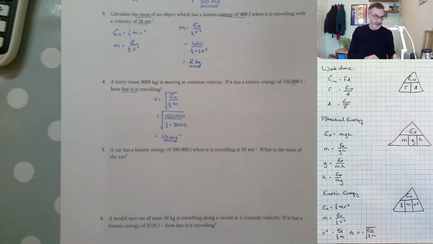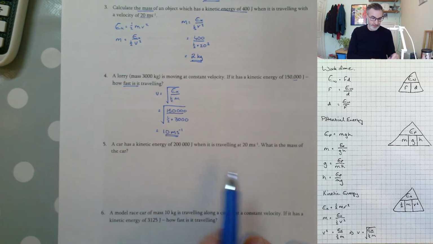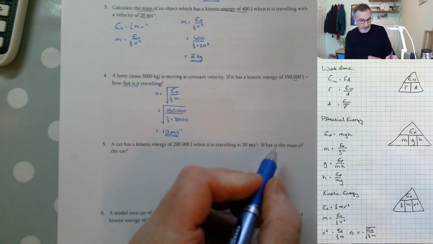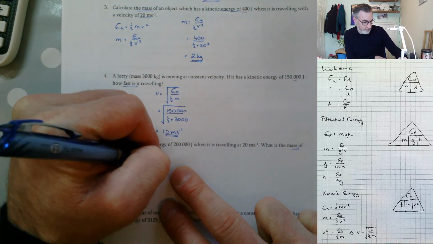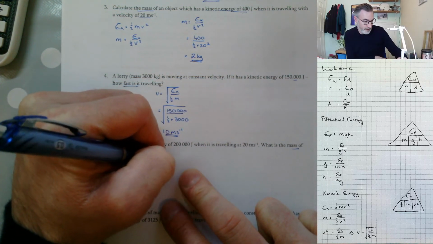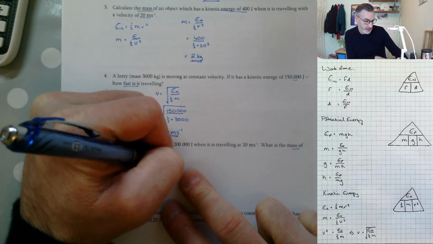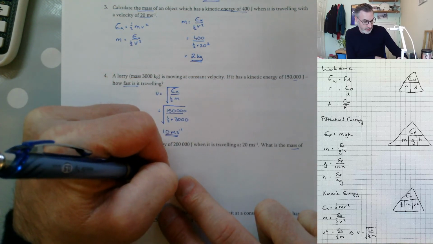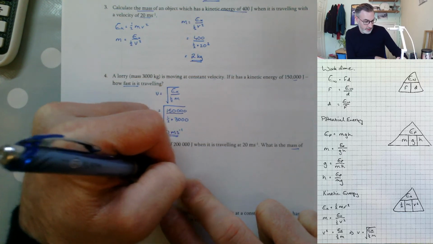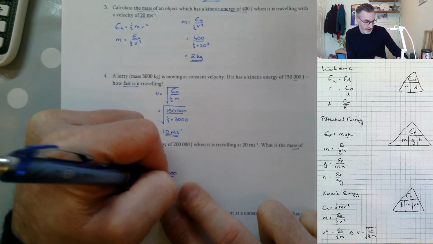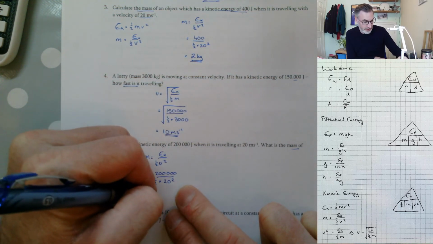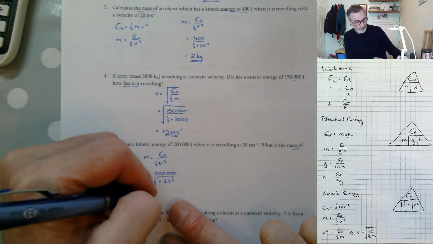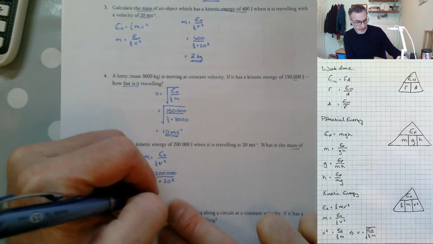Okay, question 5. A car has a kinetic energy of 200,000 joules when travelling at a velocity of 20 meters per second. What is the mass of the car? So calculate mass. Mass is EK over a half v squared. 200,000 over half times 20 squared. That will give us 1,000 kilograms.